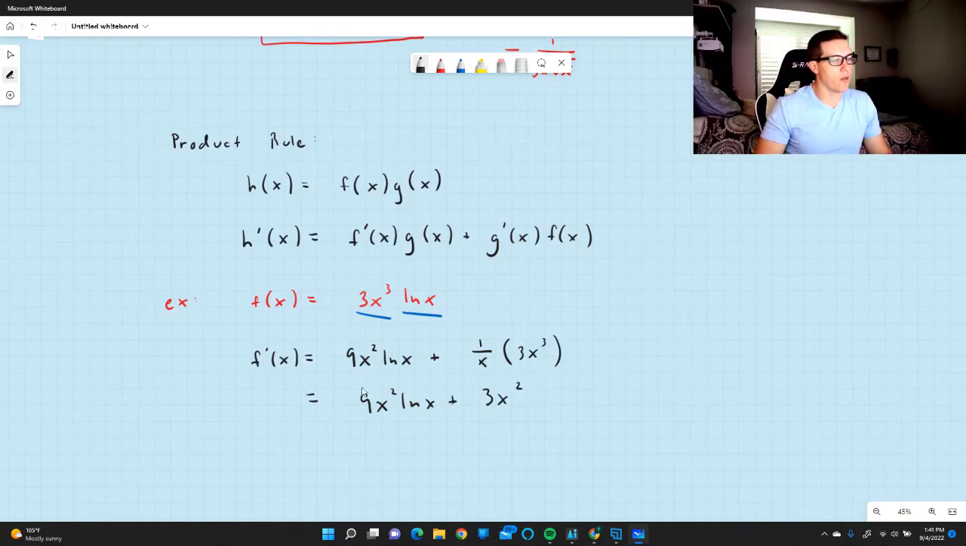So notice I didn't have to show all the work. You just got to remember the derivative of one times the original other, plus the derivative of the other one times the original first one. Order doesn't really matter here because it's all plus and multiplying. So as long as you don't put the 9x squared and the 1 over x together, you're in good shape. So that's the product rule.